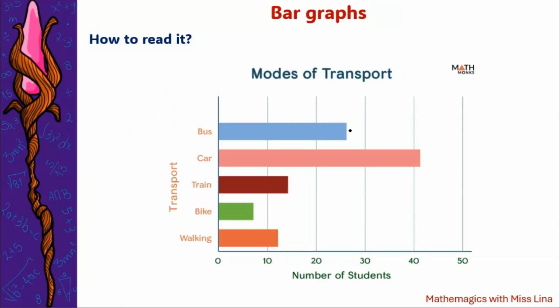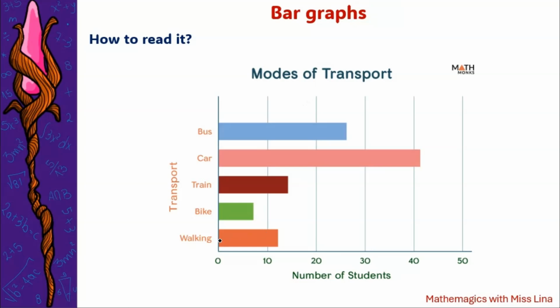But sometimes the bar could also be horizontal, like in this case. So it's important to know that in this case, the horizontal length of each bar is going to tell you the amount of things. We need always to check the names of the axes because that's going to tell us what the graph is about. In this case, the horizontal is the number of students, and in the vertical, we have transport. So, according to the title, it's the modes of transportation of a group of people.